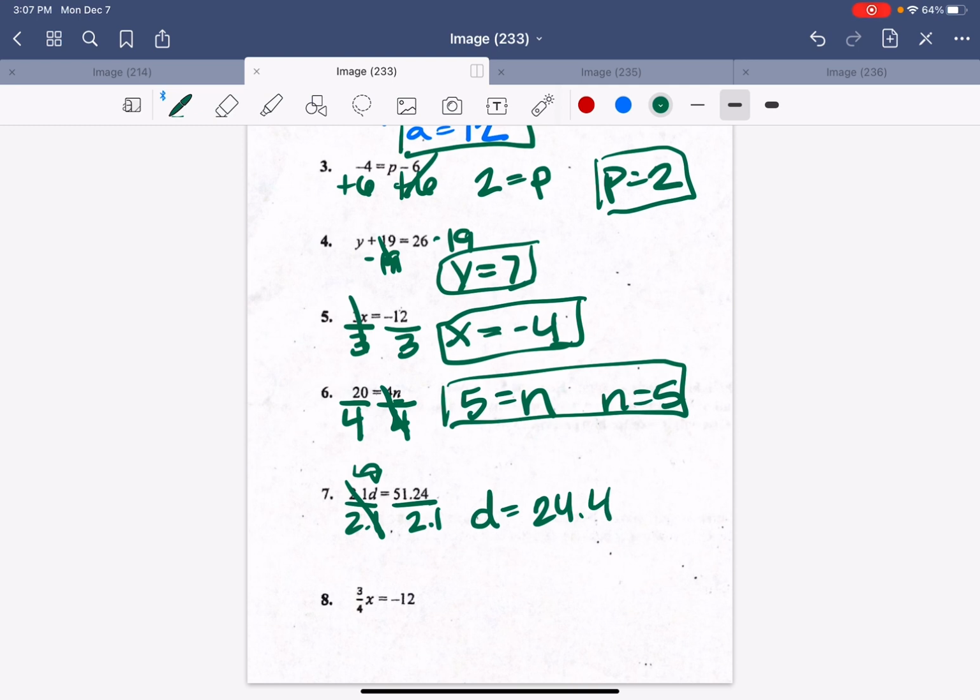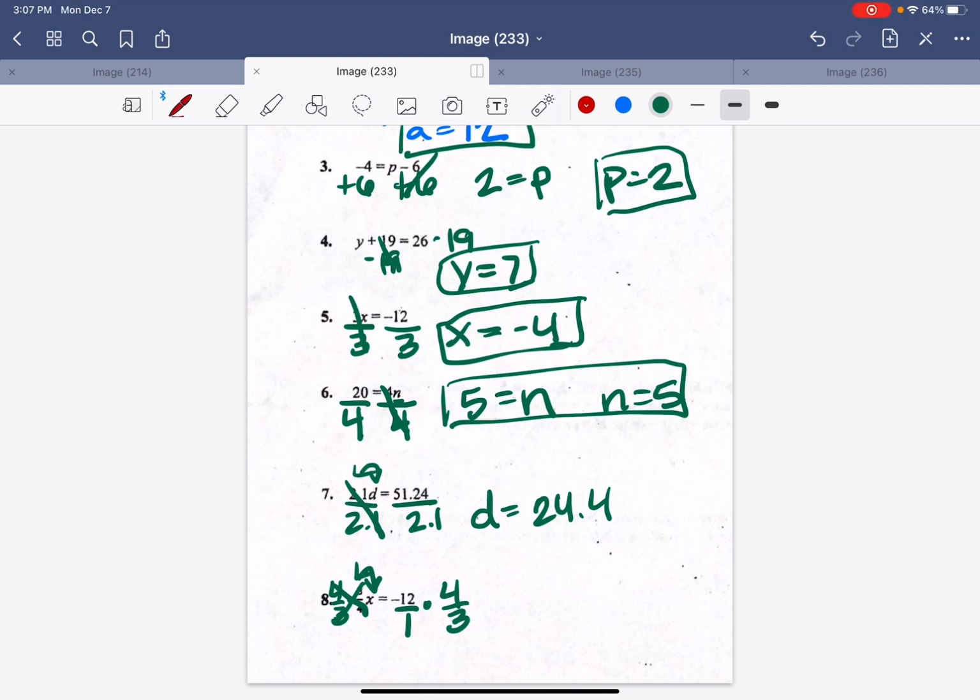Okay, and number 8. On 8, remember that when it's multiplying by a fraction, I have to divide by the fraction, but dividing fractions actually means multiplying by its reciprocal. So I'm going to multiply the 3/4 by its reciprocal, which is 4/3, which crosses out that side, but then I also have to multiply this side by 4/3. I can make the 12 into a fraction by putting a 1 under it.